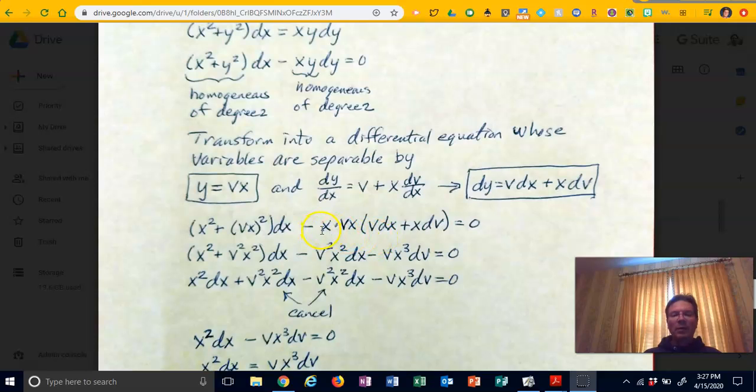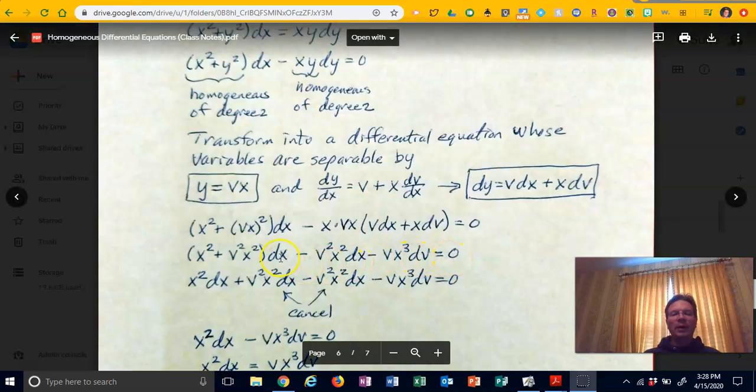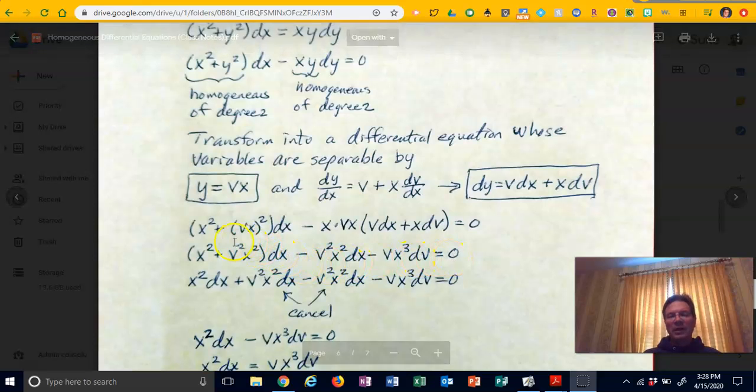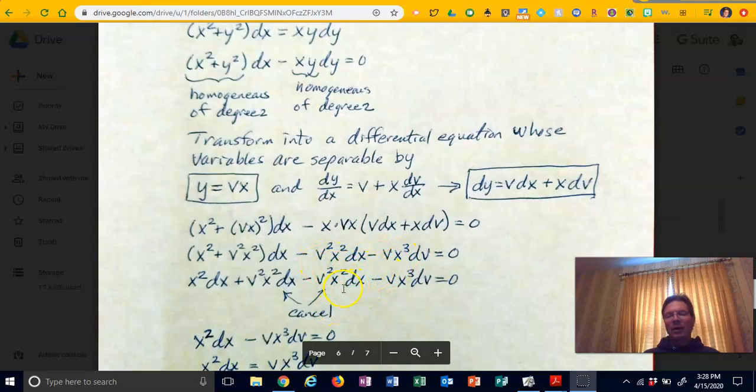Over here, I'm going to distribute the negative vx through the parentheses, and that'll give me negative v squared x squared dx minus vx cubed dv equals 0. Then I'm going to distribute this dx through these parentheses, and I'll get x squared dx plus v squared x squared dx, and then these two terms that were already kind of simplified.